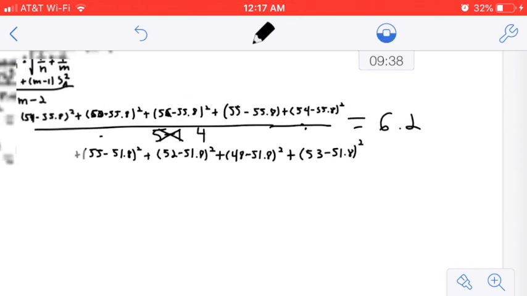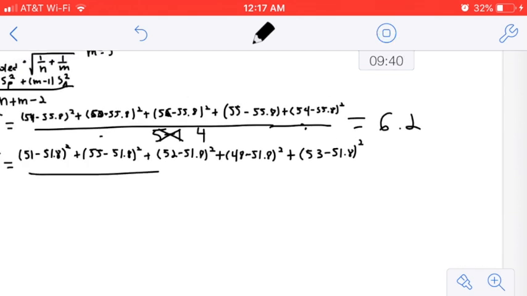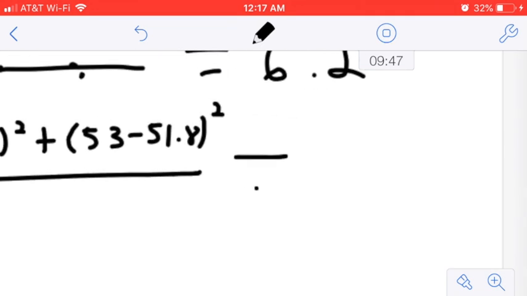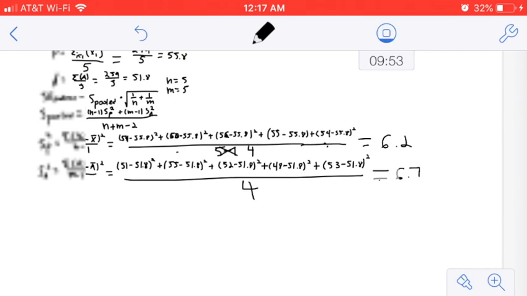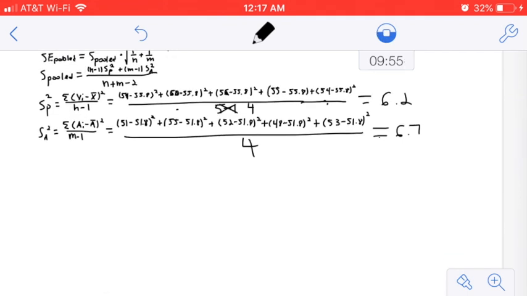All of that is going to be divided by 4, because m minus 1, which is 5 minus 1, is equal to 4. And that is equal to 6.7. So now we can calculate our standard error pooled.